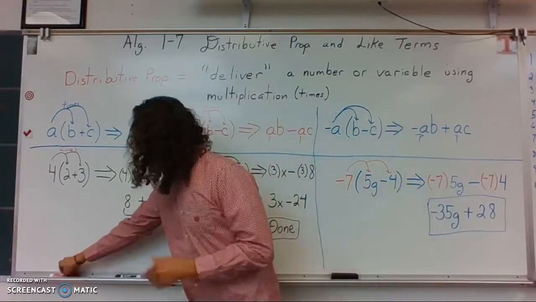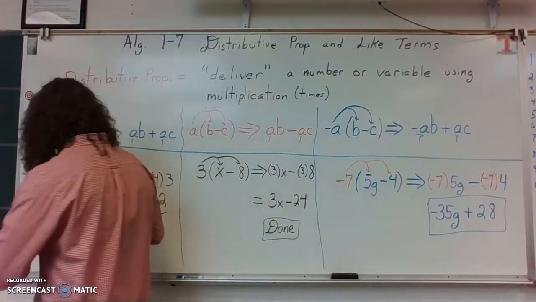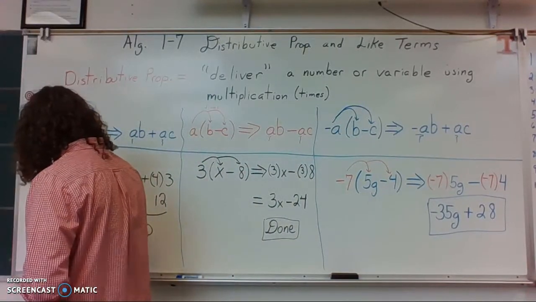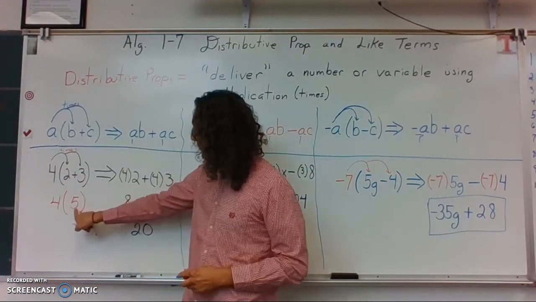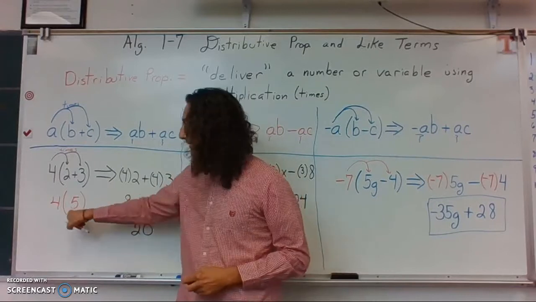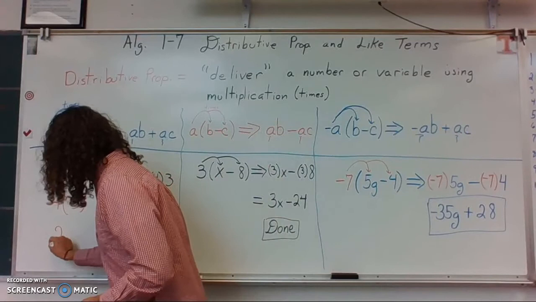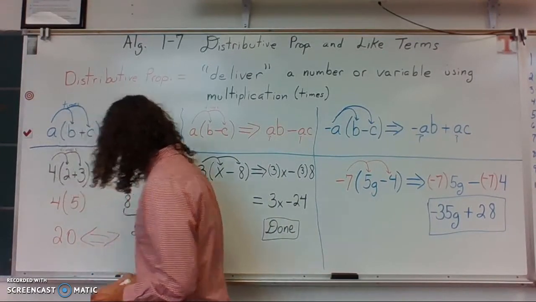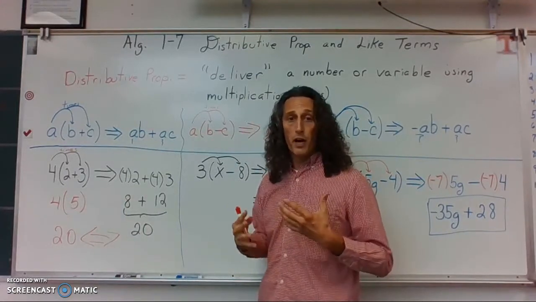Watch this. If I take 2 plus 3, and let's do that. So we agree that 2 plus 3 is 5. Well, again, if two numbers are close together, that means multiplication. So I go 4 times 5, and I get 20. Right? So that's why the distributive property works.